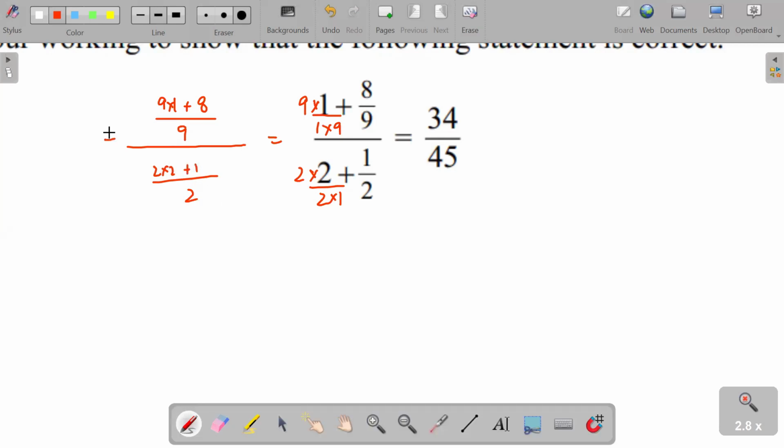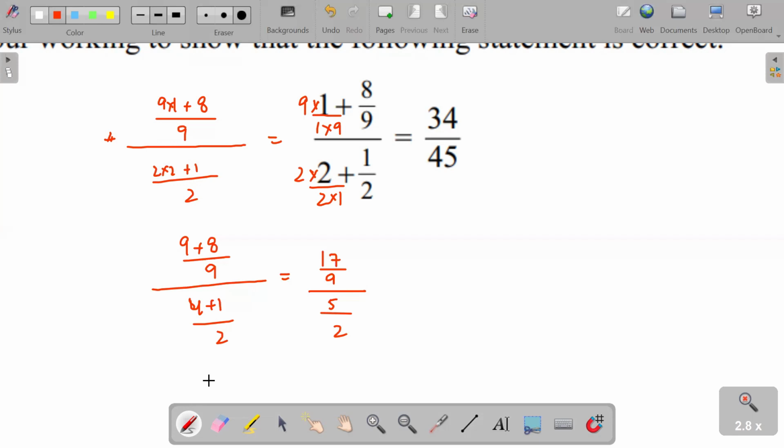Let's write it over here. It will be 9 plus 8 over 9, over 4 plus 1 over 2. So 9 plus 8 is 17. 17 over 9 over 5 over 2.